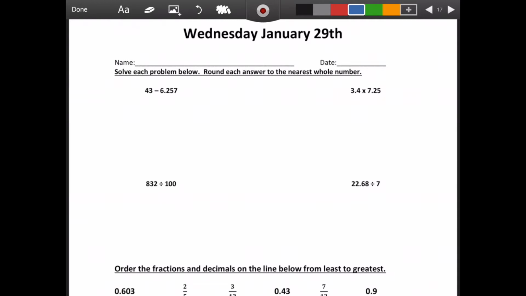So tonight, we're going to start off on this top section that says, solve each problem below, round each answer to the nearest whole number. Now, we're going to talk a little bit about each of these.